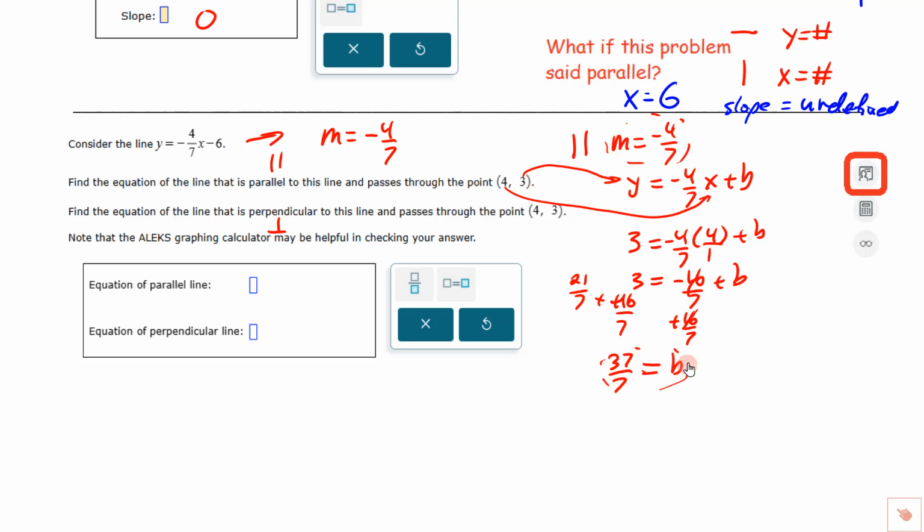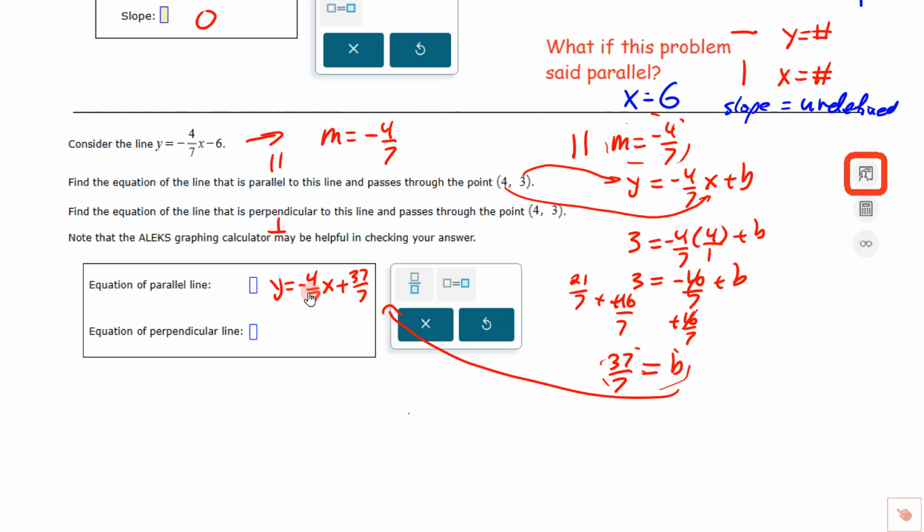We've got the y-intercept right here. So all we have to do is write down the equation. So if it was going to be parallel, in fact, I'll write it right here so we don't have to rewrite anything. We're going to transfer it over here and we're going to write y equals negative 4/7 x plus, going to be positive here, positive 37/7. Okay, so there's the answer for that one.